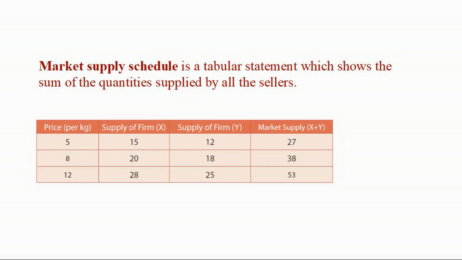And this is how we are going to represent the market supply of a commodity by different firms. This is an example, but in reality, as we said earlier, we might have a number of firms in the market. In order to get the market supply, we have to add each individual firm's supply in the market.